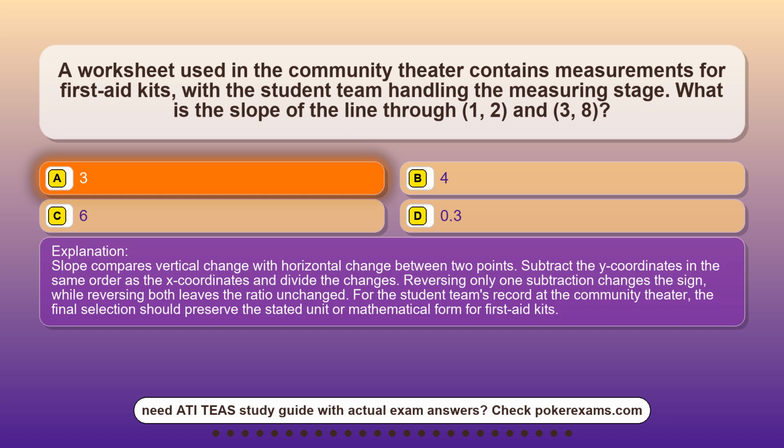Slope compares vertical change with horizontal change between 2 points. Subtract the y-coordinates in the same order as the x-coordinates and divide the changes. Reversing only one subtraction changes the sign, while reversing both leaves the ratio unchanged. For the student team's record at the community theater, the final selection should preserve the stated unit or mathematical form for first-aid kits.